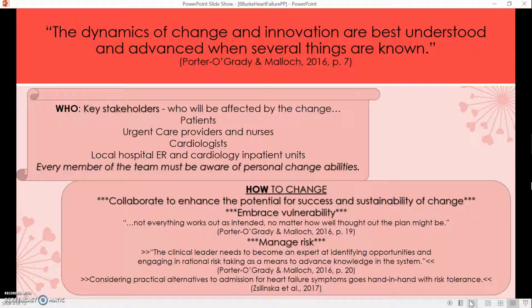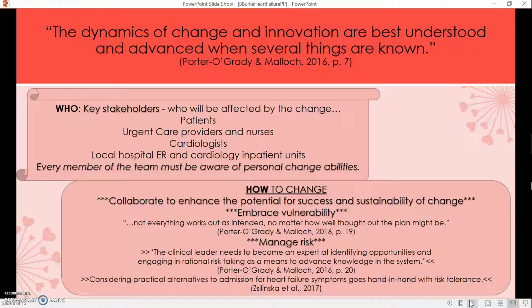Urgent care providers and nurses are affected. Cardiologists are affected because they have an alternative way of stabilizing these patients. The local hospital emergency department and cardiology inpatient units are affected. Every member of the team must be aware of personal change abilities as these changes are established.